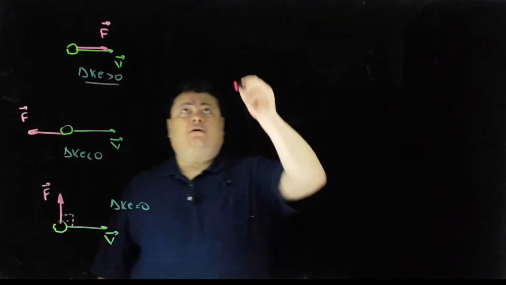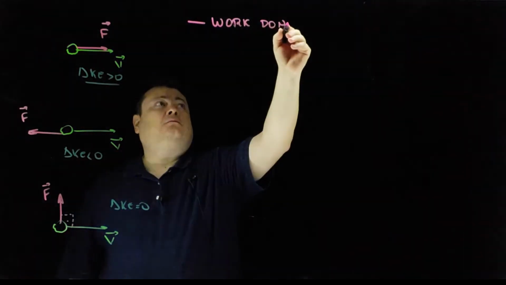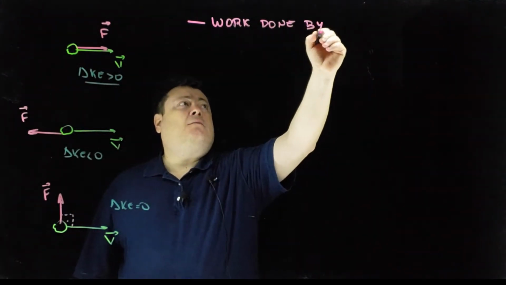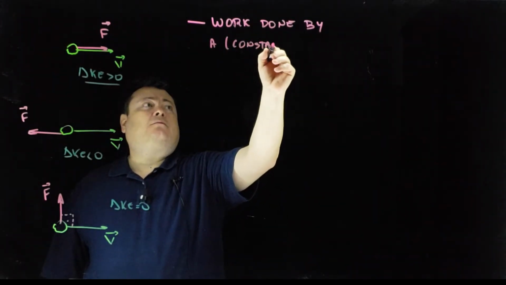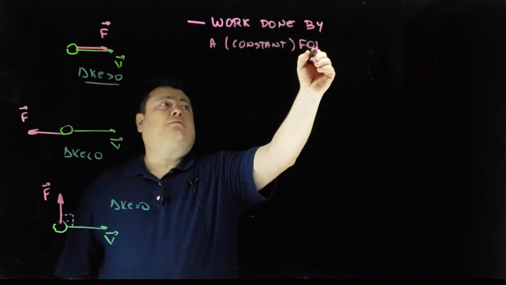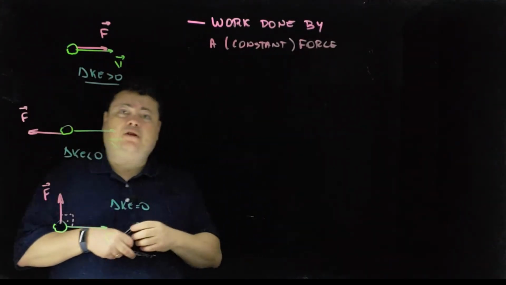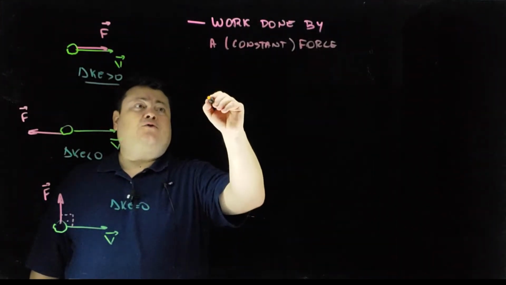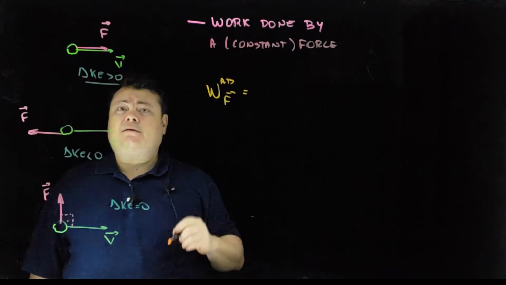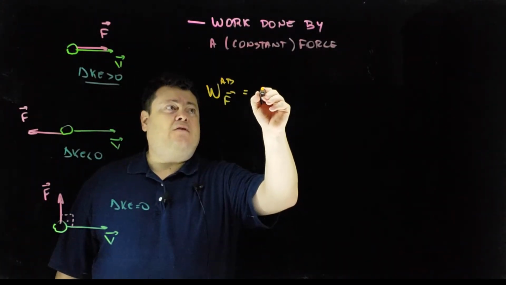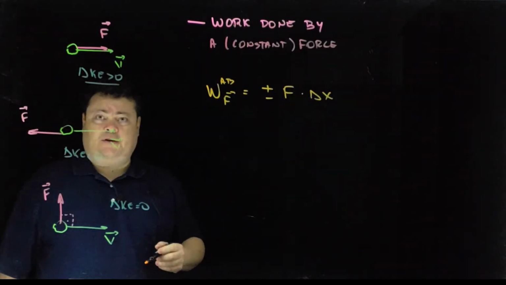And we're going to call that work done by (in parentheses) constant force. So this is a new operation that we are defining right now, and that is going to be defined as, we're going to write this down here, the work done by a force from A to B as being, in our simplified definition, plus or minus force multiplied by displacement.